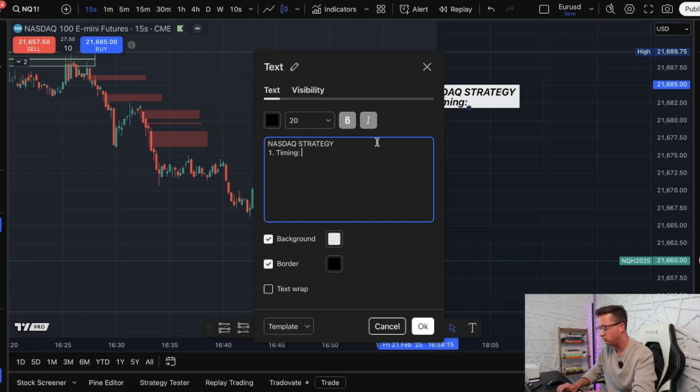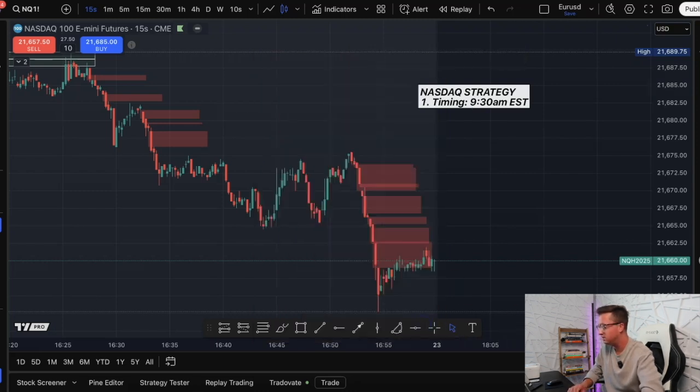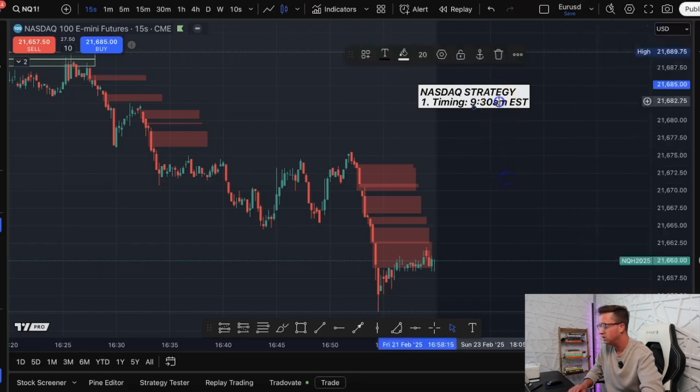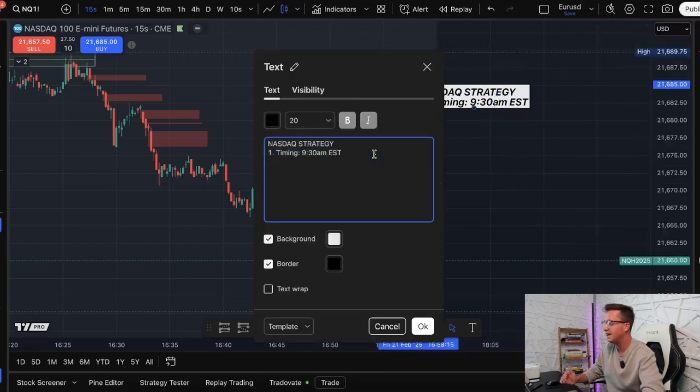So with the timing, we're going to be trading during the EST time zone. So we're going to be looking at the markets at 9:30 a.m. EST. And if you guys want, if you go right here to this clock where it says time zone, you can have it set to UTC-5 New York. So when we're trading, we're going to be trading at 9:30 a.m. EST to around 11 a.m. So this 1.5 hour window, this is when there's going to be the most volatility in the market, and our setup is going to be occurring the most. So we have our first aspect, the timing.